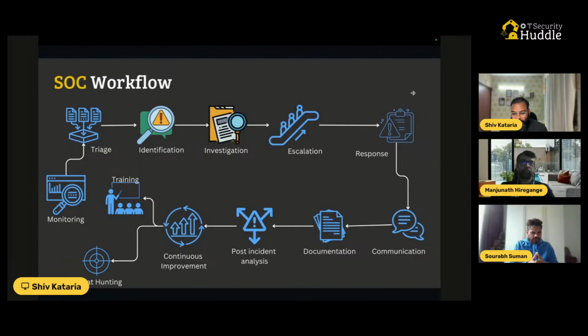Then if everything is done, you need to do documentation and reporting. Then post-incident analysis, which is called lessons learned and continuous improvement. In continuous improvement, you can find what was missing. If we made some mistake, or we took more time to analyze something, then we need to do training. And then threat hunting. These are continuous activities. So this type of workflow we can set for a SOC basically.